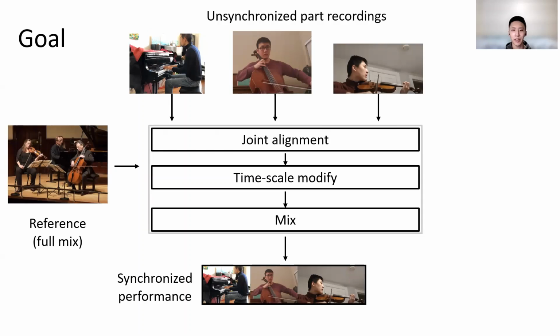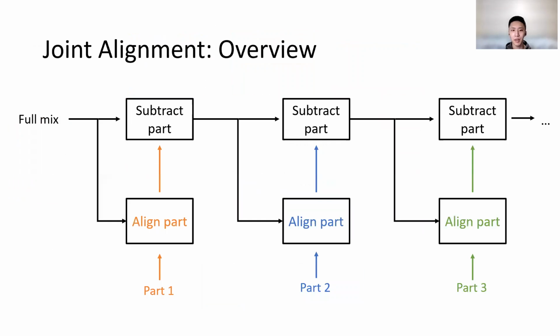In this work, we focus on the joint alignment problem. Note that each part recording is recorded without playing to a click track. Our approach contains 2 repeated steps, aligning a single part to the full mix and subtracting the part from the full mix. The goal is to align the solo parts to the full mix recording.